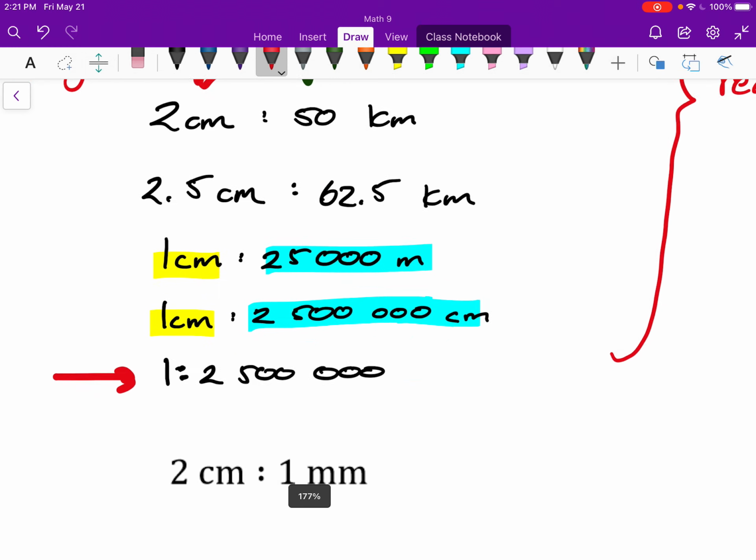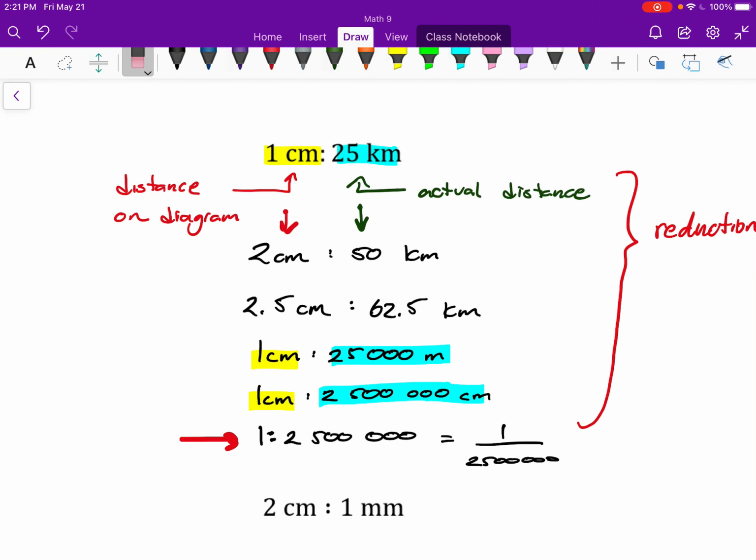Plus, I can also tell from right here. 1 to 2.5 million, any ratio like this I can write as a fraction: 1 over 2.5 million. That is a number that is much smaller than 1. And in general, anytime we write it as a fraction that's less than 1, it's a reduction. But honestly, I feel like that's making it more complex than it has to be because it's a map. What you see on a map is smaller than what it is in real life, especially with this scale. Like 1 centimeter on the map is 25 kilometers in real life.